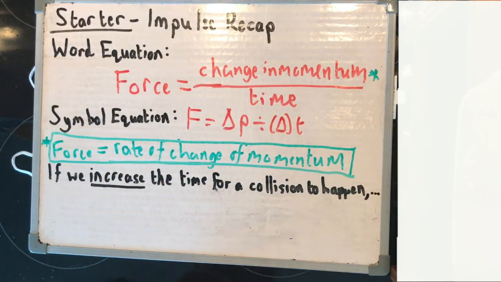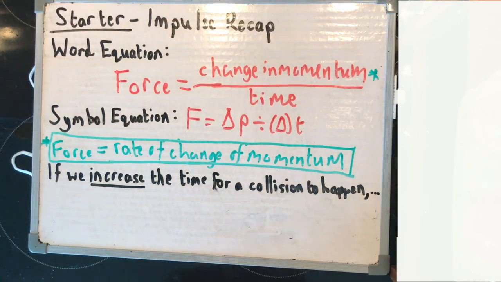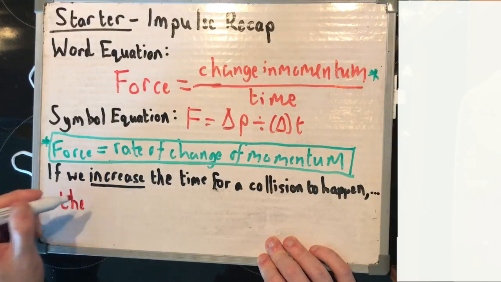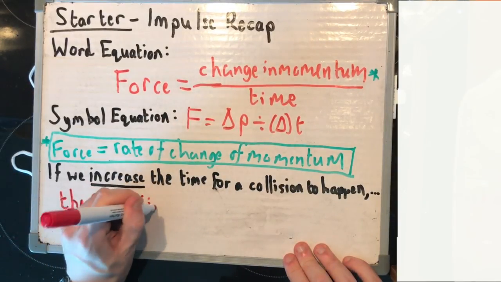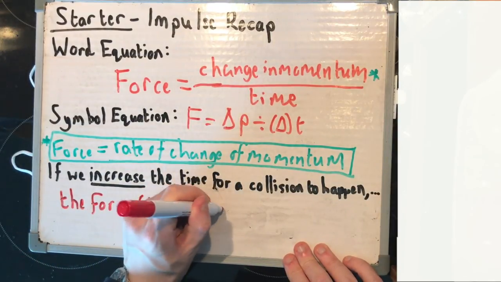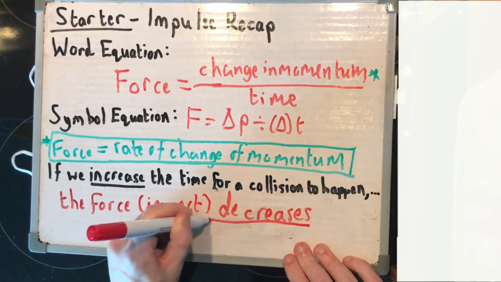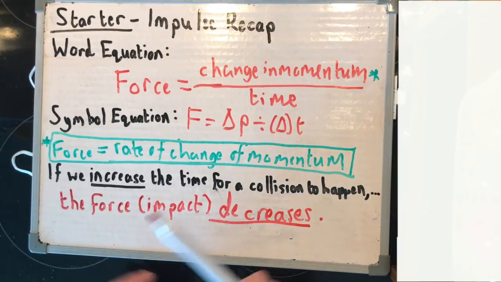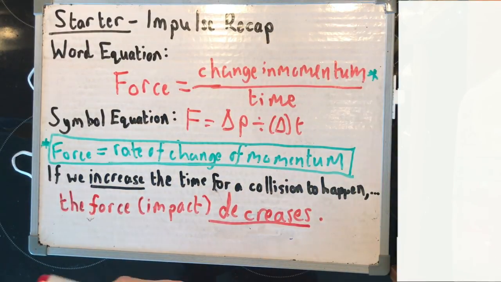You should know that. So, last part then is completing the sentence. If we increase the time for a collision to happen, then we say, therefore, that the force, which we also call the impact, though that's not the official term that's used a lot, the force or the impact decreases. So that's all you had to write there. You might have written it slightly longer form than that. That's absolutely fine. But when the time increases, the force decreases.